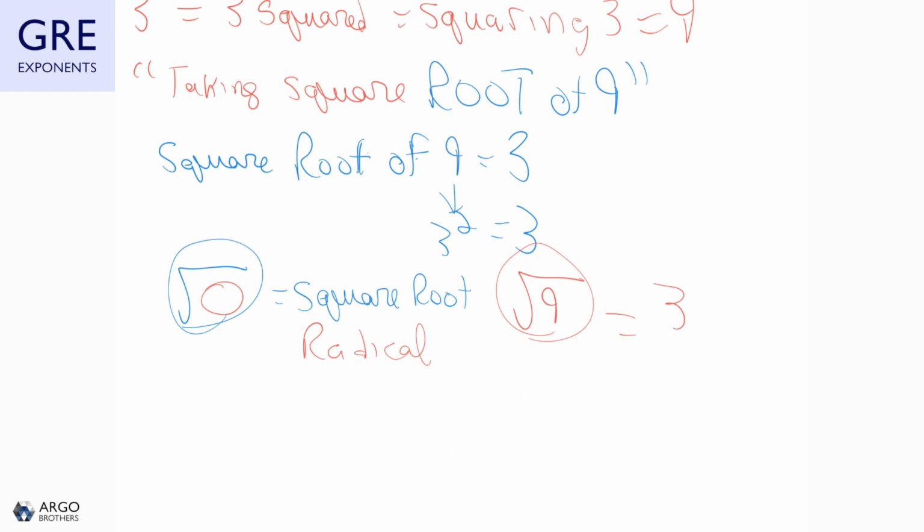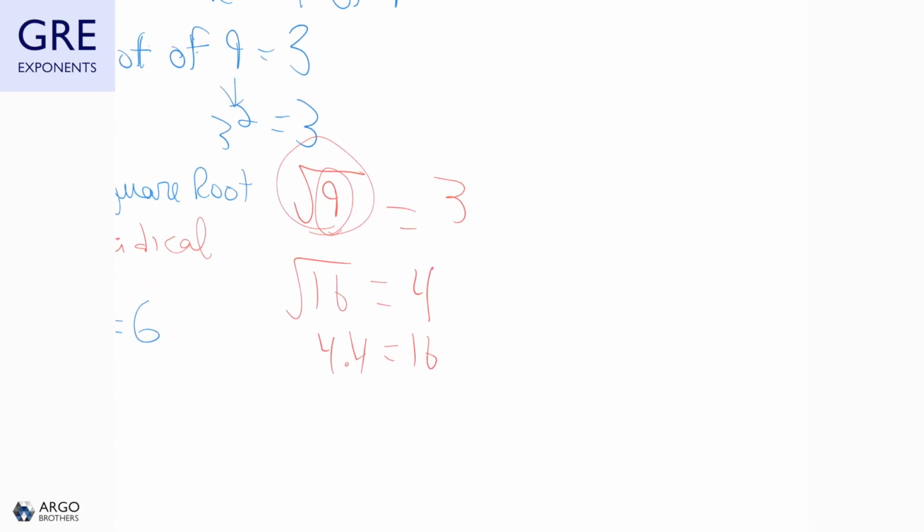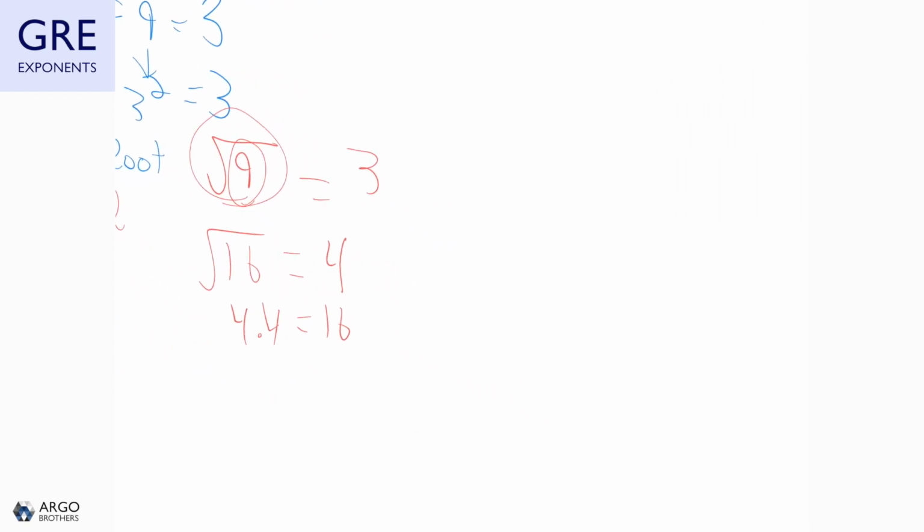Okay, so for square root, you're finding what number multiplied by itself equals the number inside the square root. So the square root of 16 would be something times something equals 16. Well, that number is 4 because 4 times 4 is equal to 16. All right, and now we can try even the square root of 36 would equal 6 because 6 times 6 is 36.